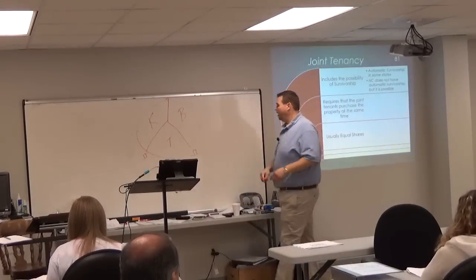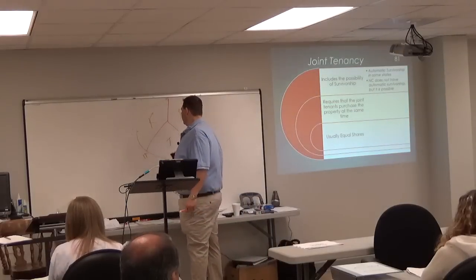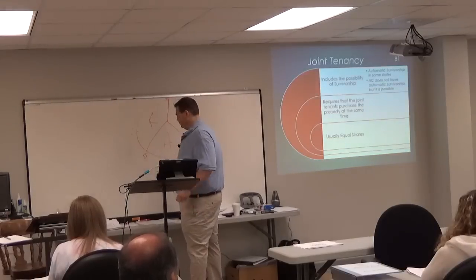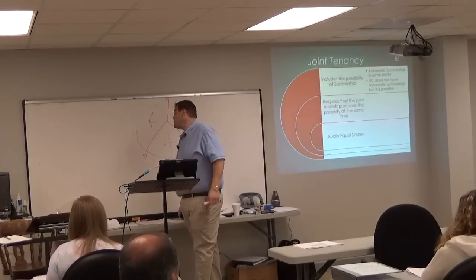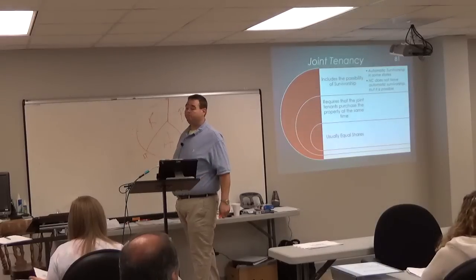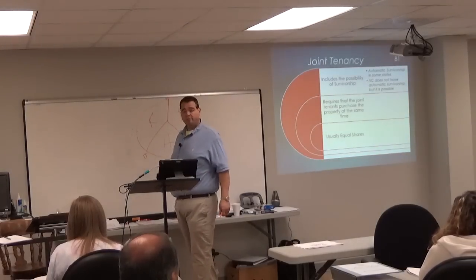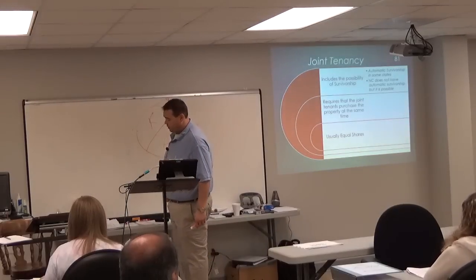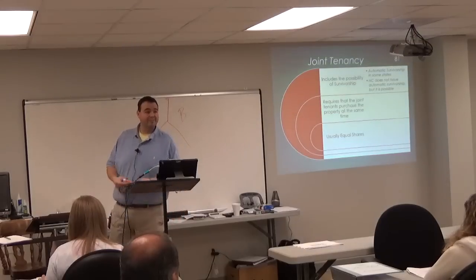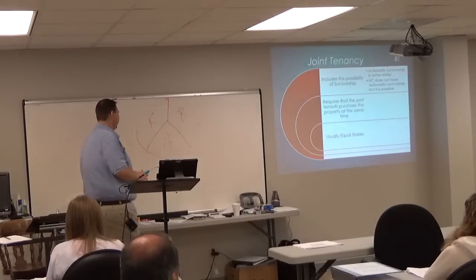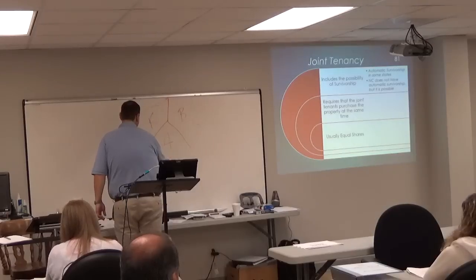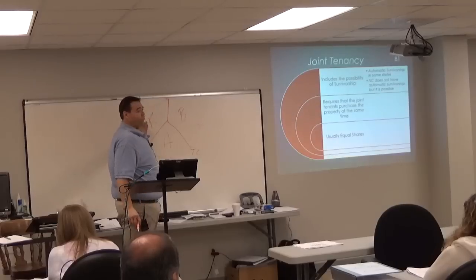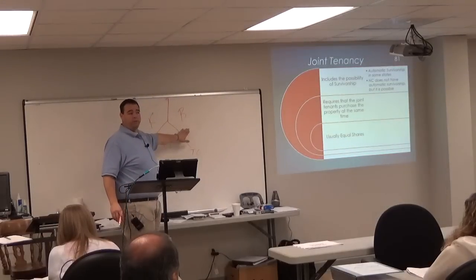So let's say that Tom sells his share to Annie. Did Annie buy at the same time as Catherine and Bob? No. So can she be a joint tenant? No. Is she married to Catherine and Bob? No. So can she be a tenant by the entirety? No. So what does that leave her with? Tenant in common. She is going to be a tenant in common with Catherine and Bob. Is everybody with me on that?